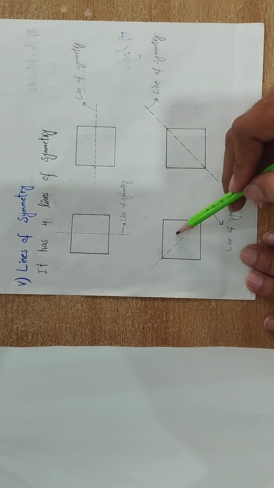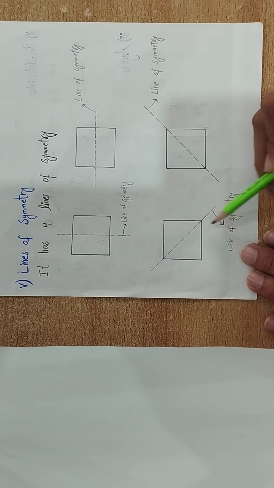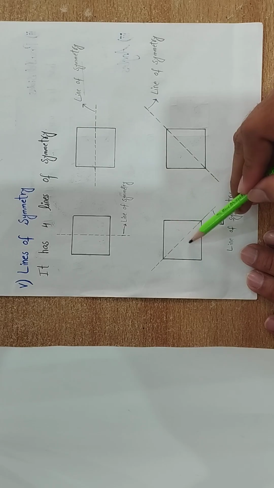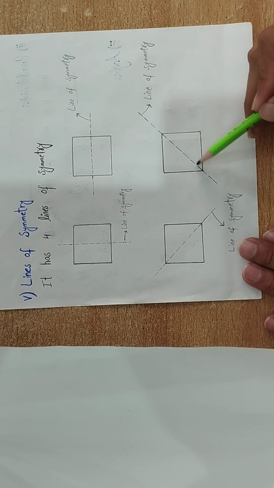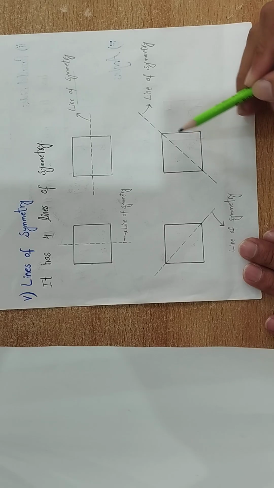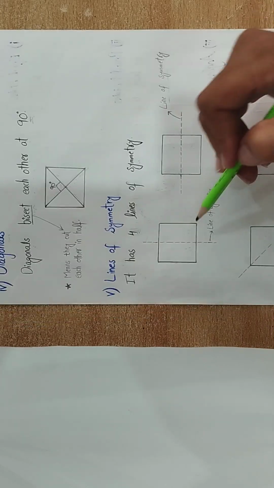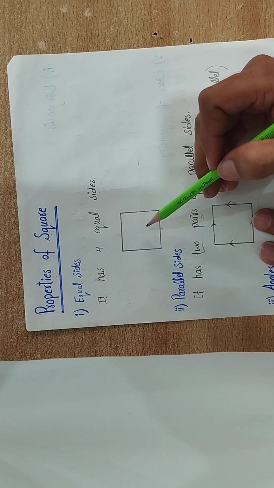We can draw another line of symmetry diagonal wise. This one is a line of symmetry because it is dividing the shape into exactly two equal parts. And this diagonal is also a line of symmetry for the shape because it is dividing the shape into exactly two equal parts. So these are the five properties of the square.